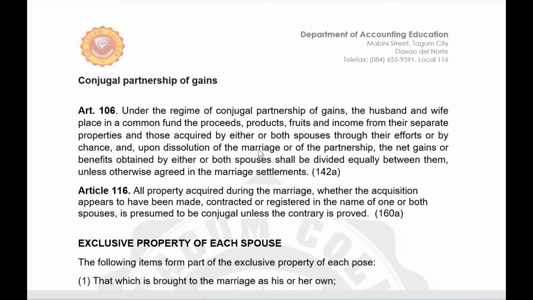Needless to say, all the properties acquired during marriage and all income, whether income of separate property or income of common properties, will be considered conjugal properties. All property acquired during the marriage, whether the acquisition appears to have been made, contracted, or registered in the name of one or both spouses, is presumed to be conjugal unless the contrary is proved, okay?